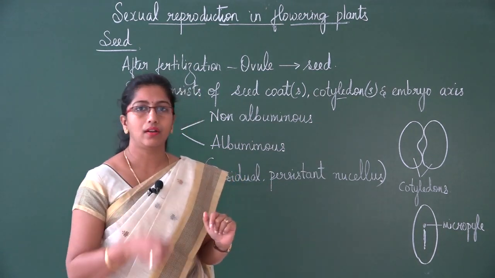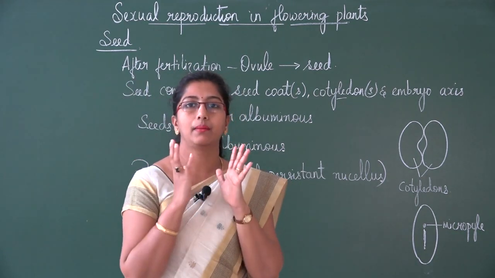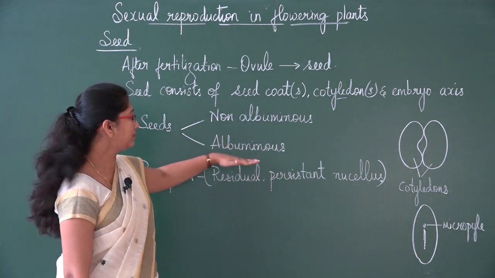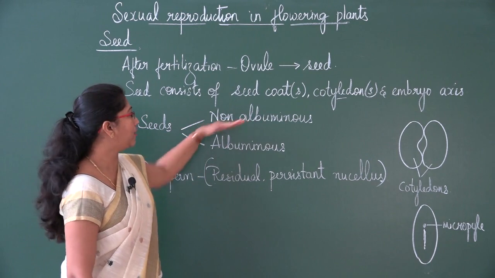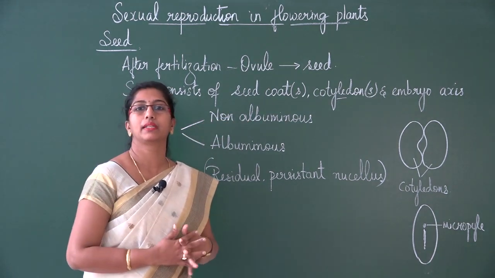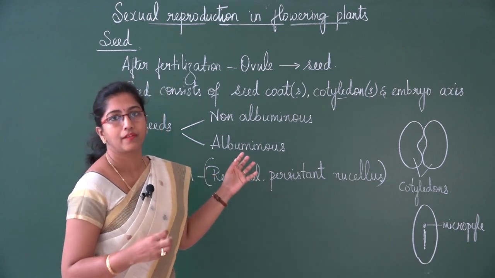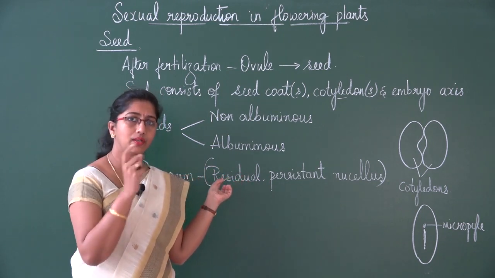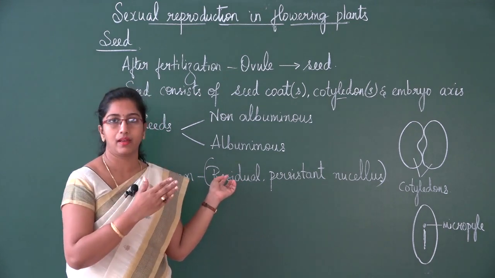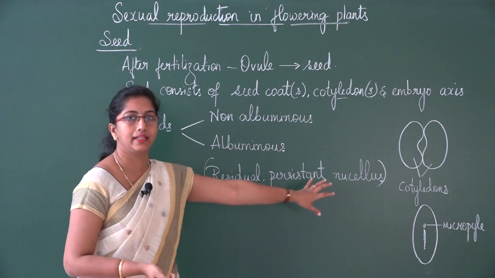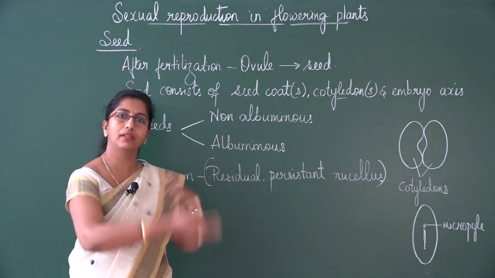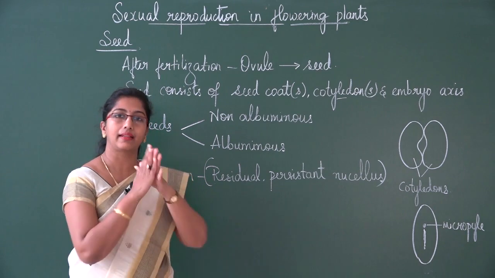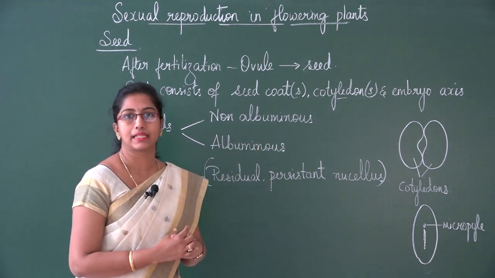Along with this you should know one more thing: a mature seed, we can classify it into non-albuminous seed and albuminous seed. What is the meaning of non-albuminous seed? Non-albuminous seed means the seed which does not have any residual endosperm. You know endosperm is a nutritive tissue which was there during the development, but by the time it develops into a seed, we will see that in some seeds all the endosperm will be used up. Completely the endosperm will be used up, there will be no endosperm remaining in the seed, and that type of seeds we call non-albuminous seed.